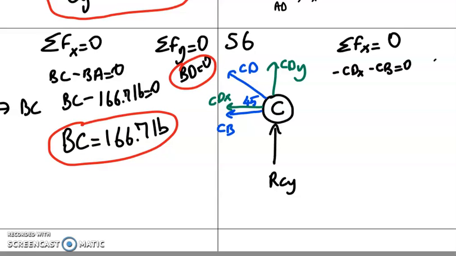So we found that CB, BC, these are the same forces. So we don't know the CDX. So negative CDX minus 166.7 pound force equals 0. From that, CDX will equal negative 166.7 pound force.